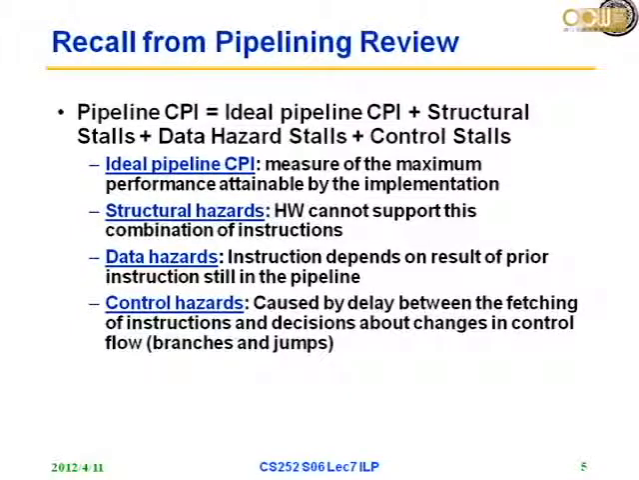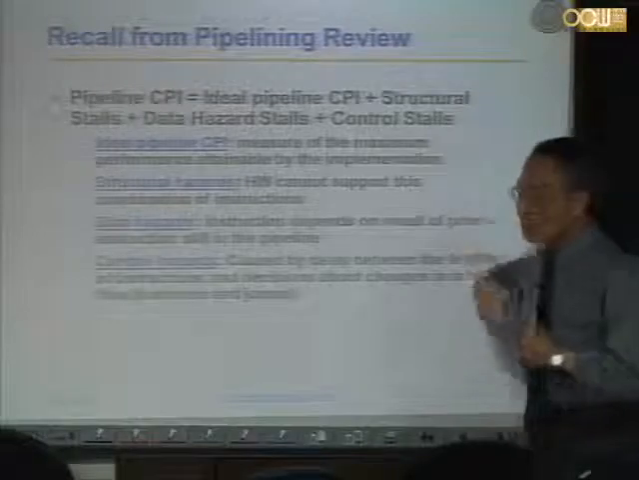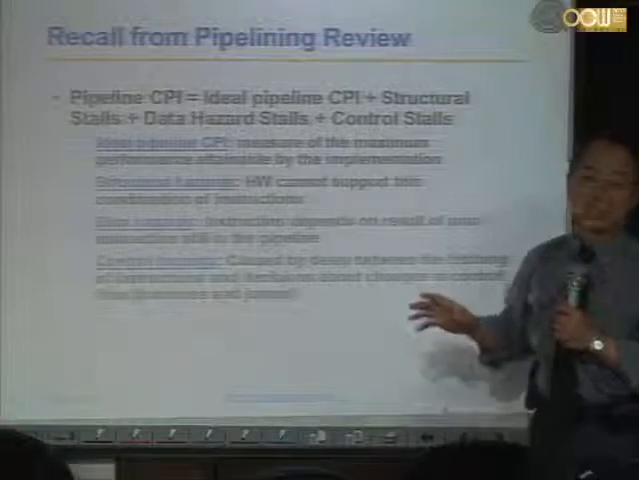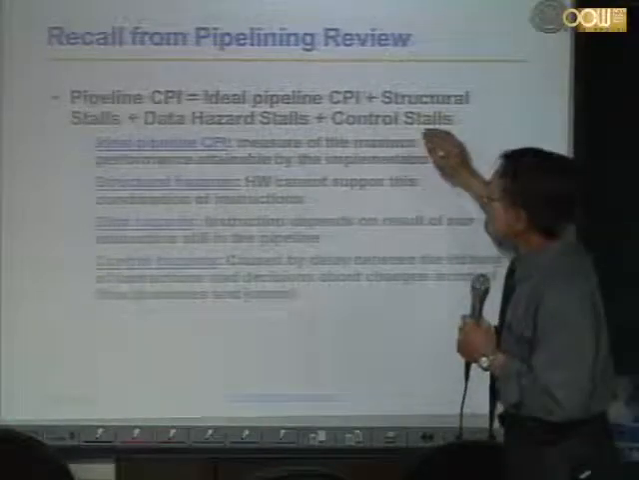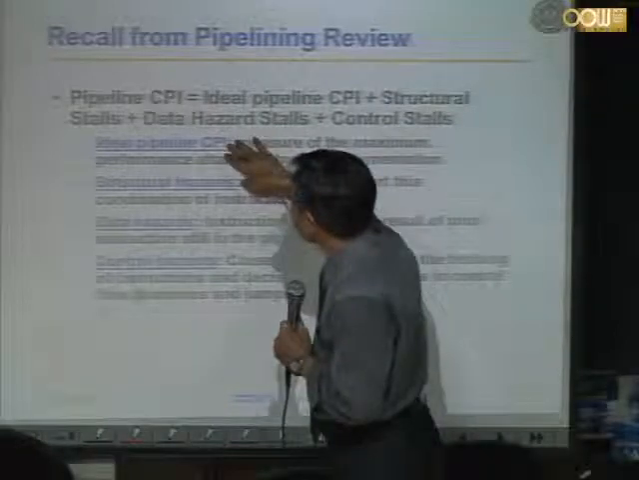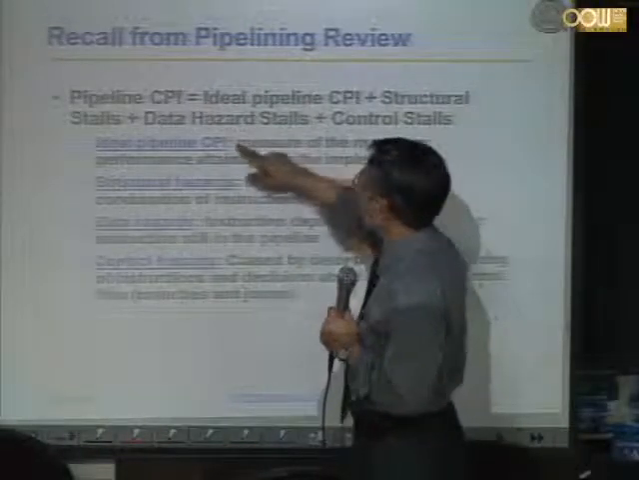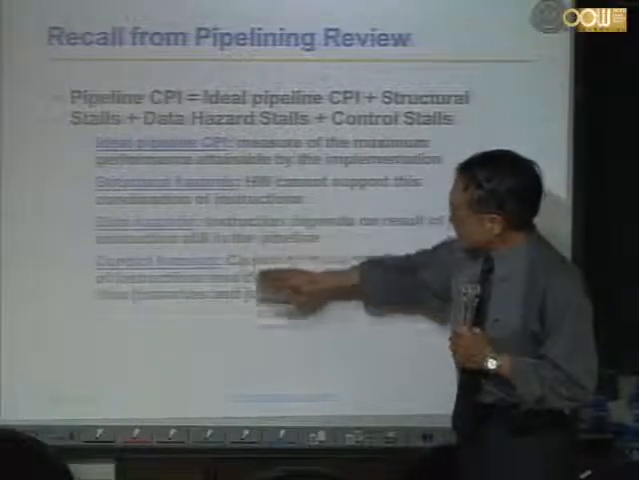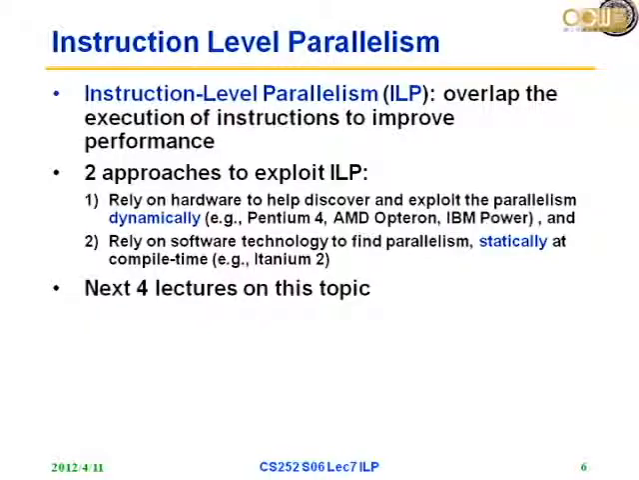So what is ideal pipeline CPI? That's the measure of the maximum performance attainable by the implementation, assuming everything is idealized. No data dependence at all, no structural hazards at all, no control dependencies at all. So the CPU can run at the maximum speed, and we don't do any multi-cycle instructions like multiplication or division. Then that's the idealized pipeline CPI. I should say that's the peak CPI. And structural hazard, you already understand what these are, so I will not repeat.